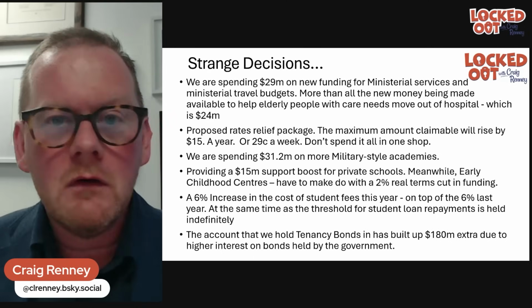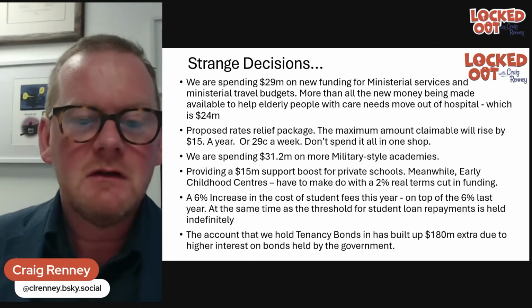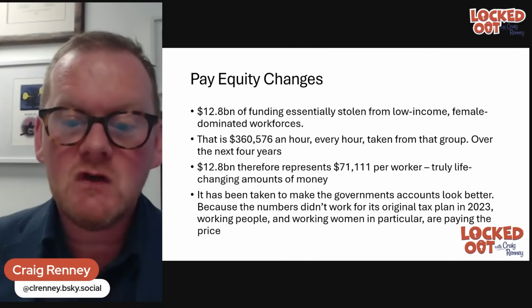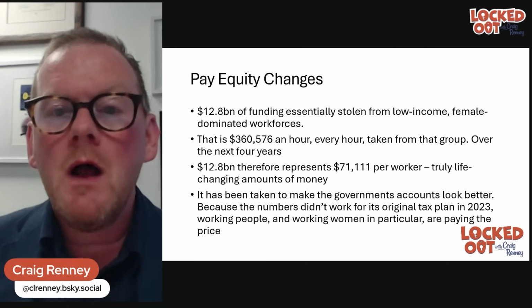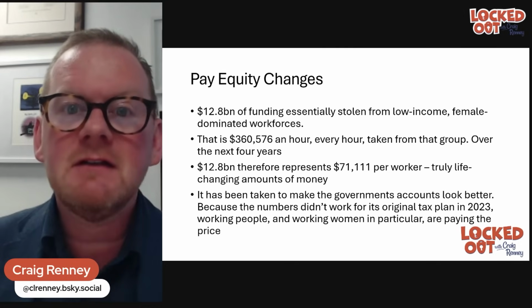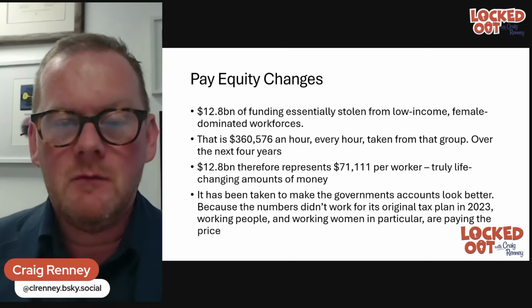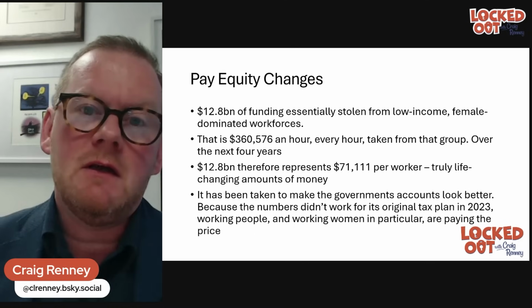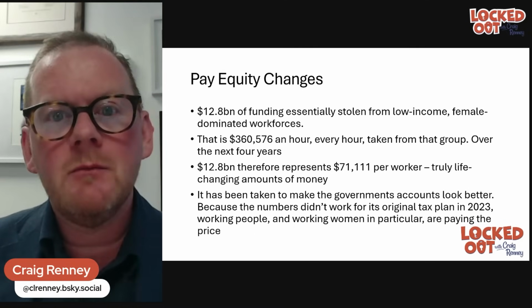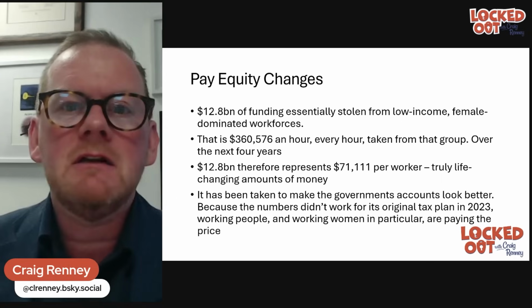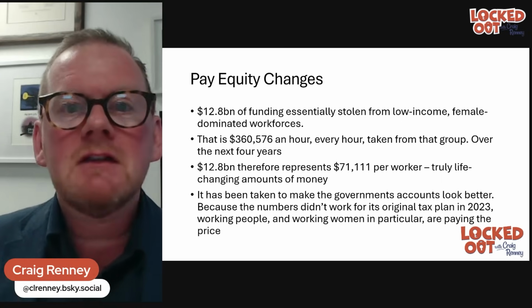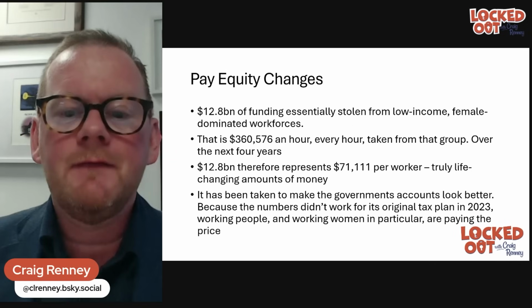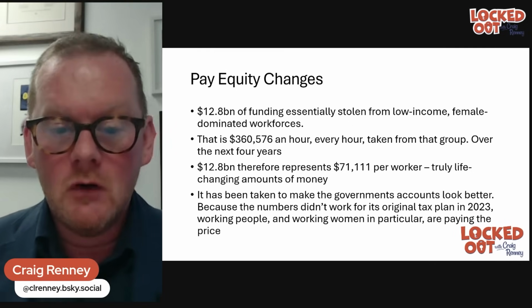But all of these strange spending decisions fall into contrast when we look at the pay equity changes that were highlighted just before the budget. There are $12.8 billion of funding essentially stolen from low-income, female-dominated workforces. And there is no other word that I can use here except for stolen. But let me put that number into context, because $12.8 billion might not mean a great deal for people. That's more than $360,000 an hour, every hour, over the next 4 years, taken from those groups.